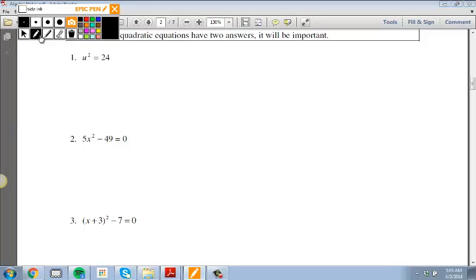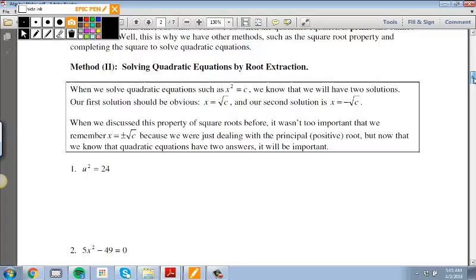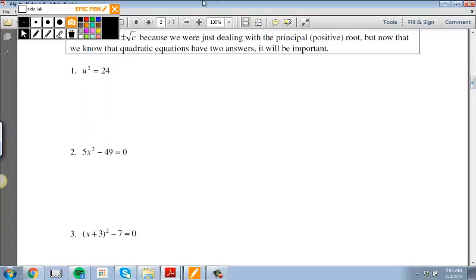Alright, so this next method is called solving by the square root method or by root extraction. So this one, just remember that we're going to have to put a plus or minus whenever we take the square root. Alright, so that's pretty much it. So if I have u squared is equal to 24, and I take the square root on each side to solve for u, I have u is equal to plus or minus the square root of 24. Done.